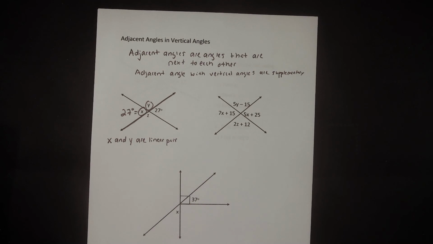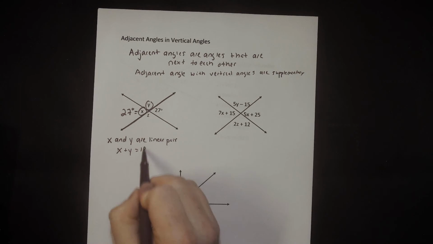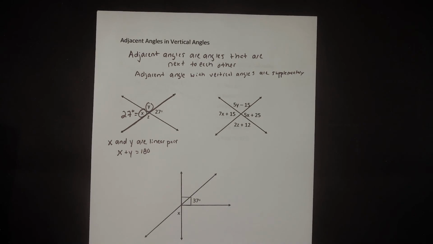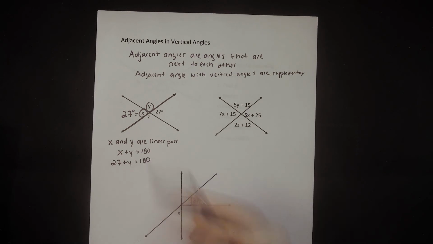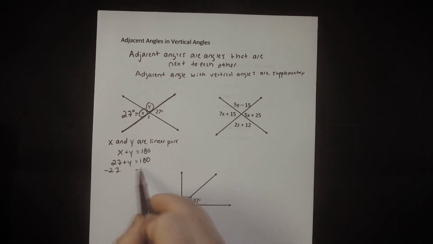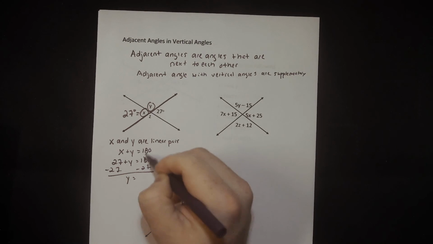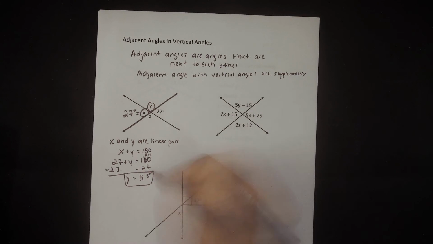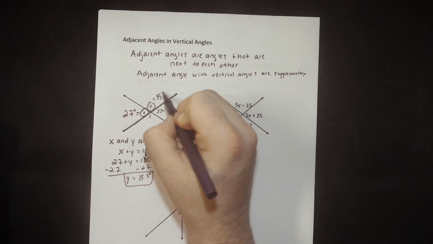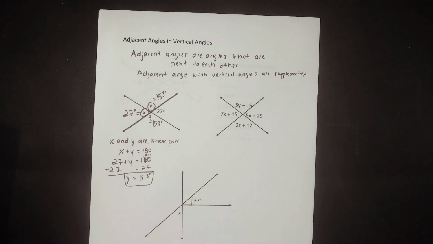So what I get here is that x plus y has to be equal to 180. But I know what x is. X is 27. So all I have to do is 27 plus y equals 180, and then solve. Subtract 27. So let's see, 3 and 5, 153. So that makes y 153. And by default, that makes z 153.